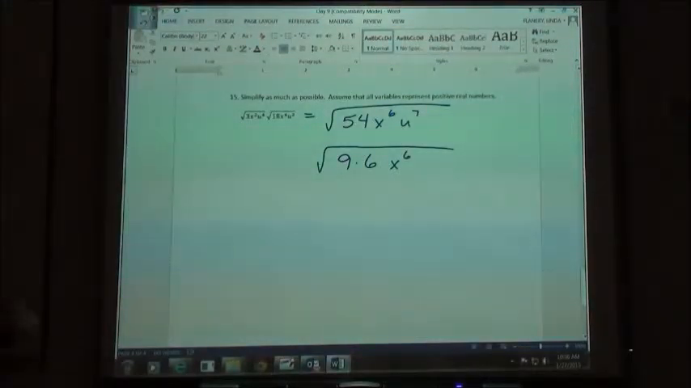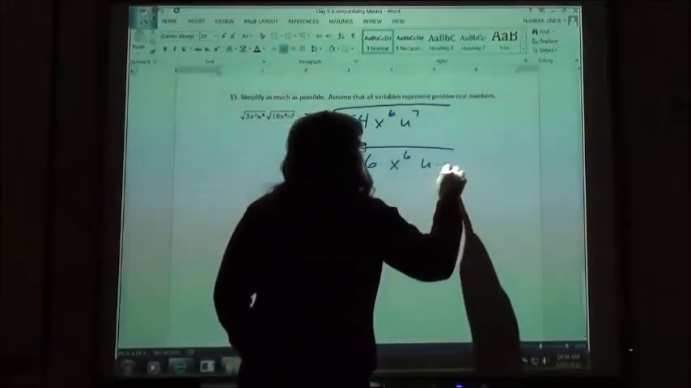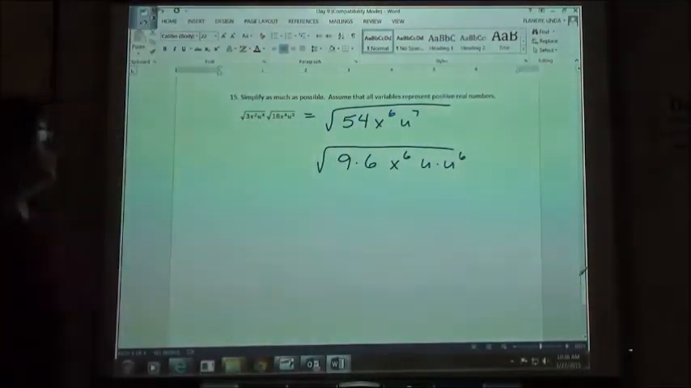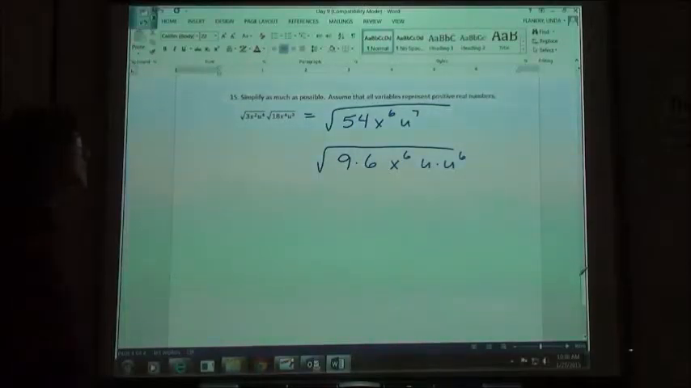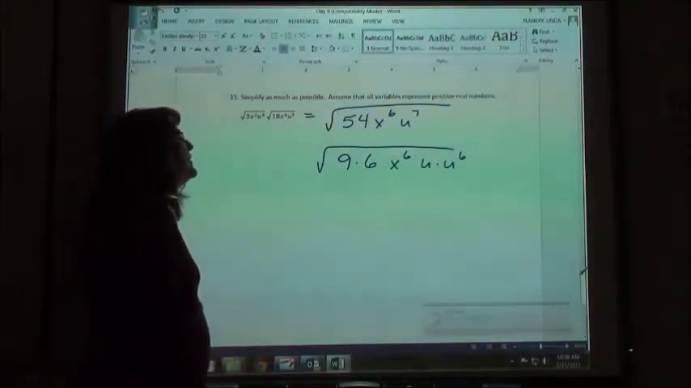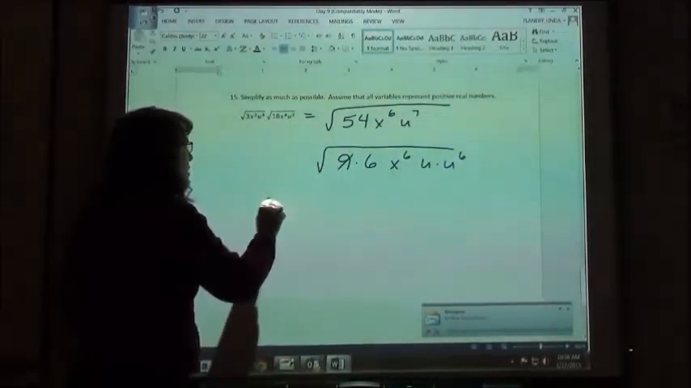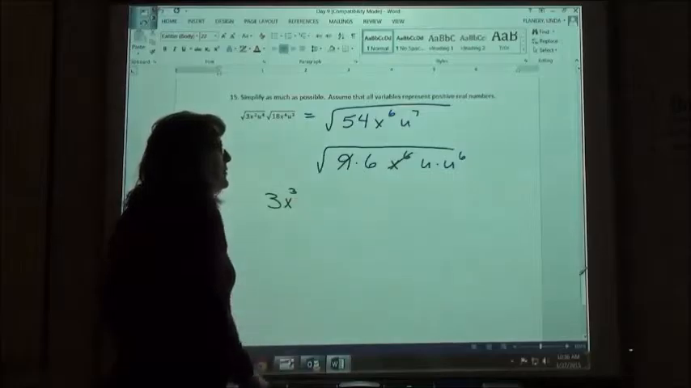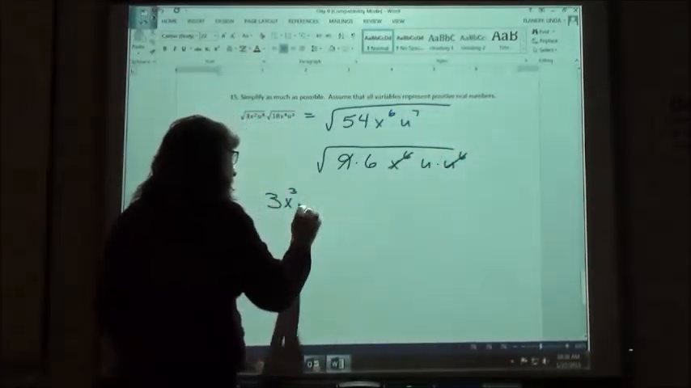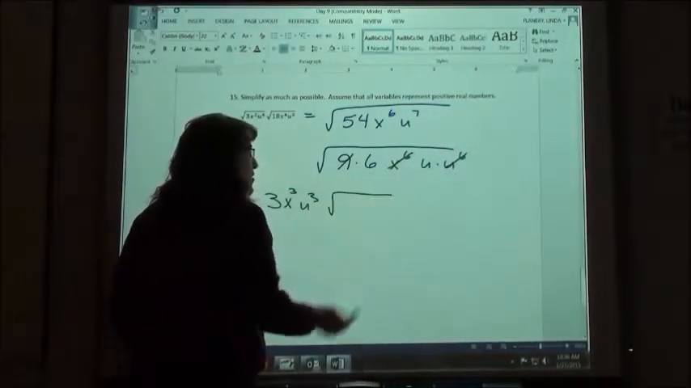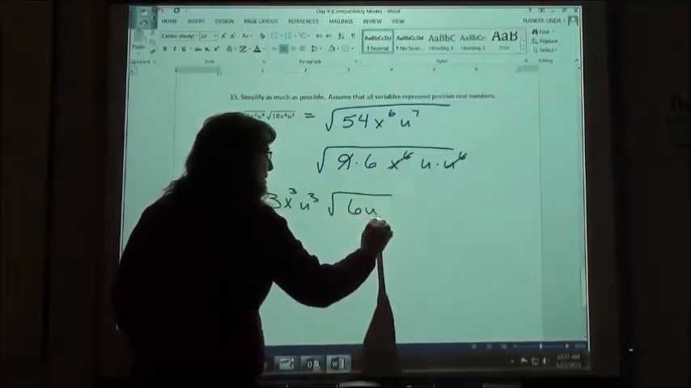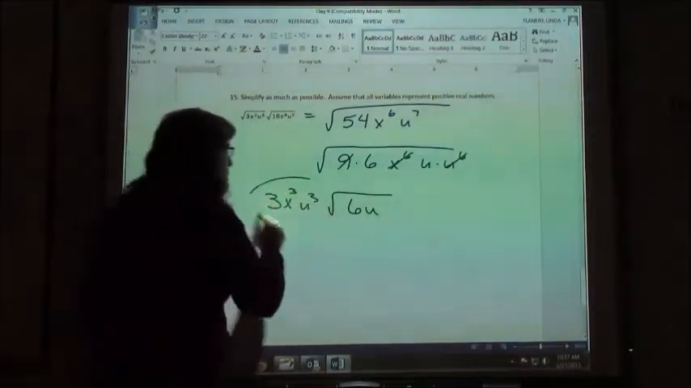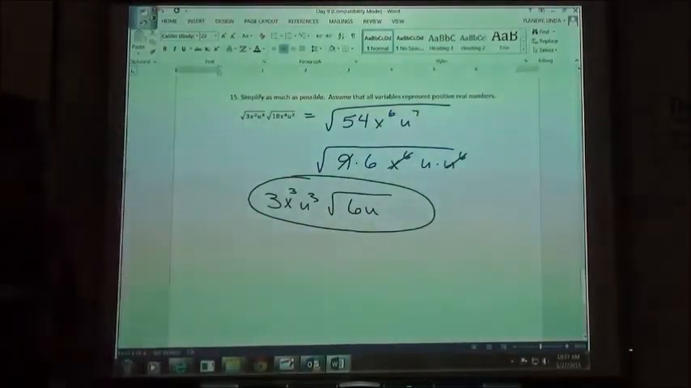Well, u times u to the 6th. Now we can take out our square roots. What are we going to get? Square root of 9 is 3. Square root of x to the 6th is x to the 3rd. And u to the 3rd. Underneath our radical, 6 and a u. So we get 3x cubed u cubed square root of 6u.